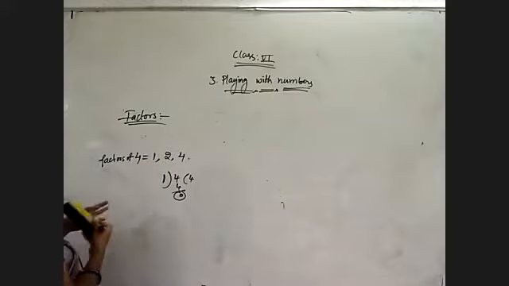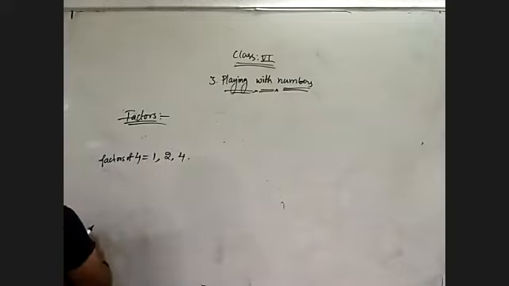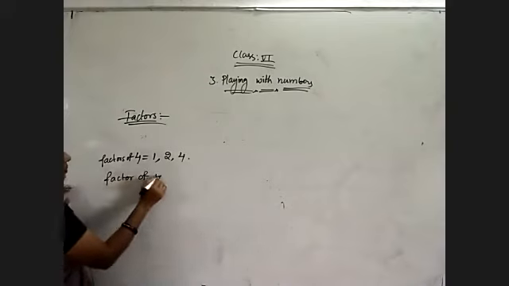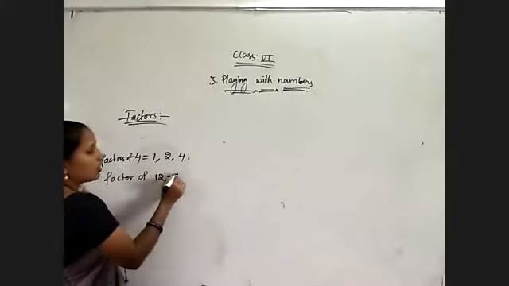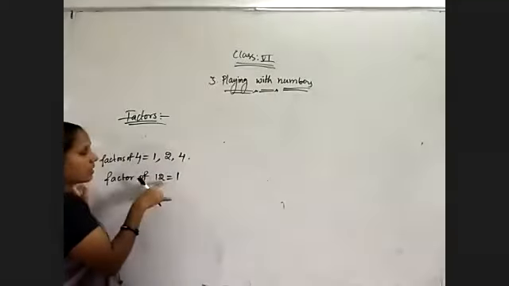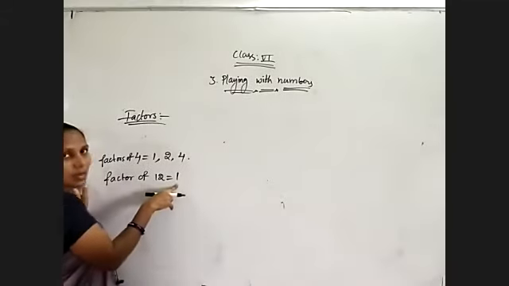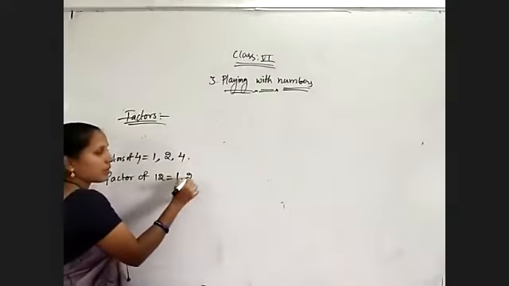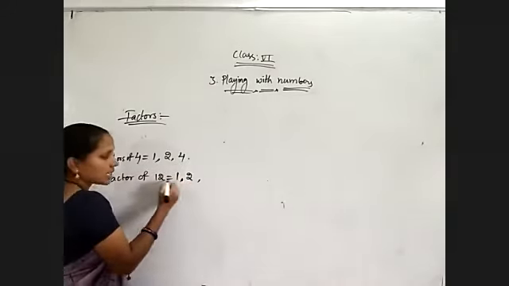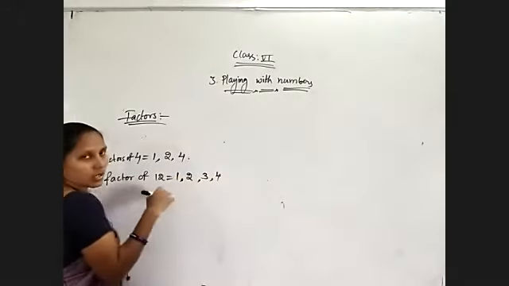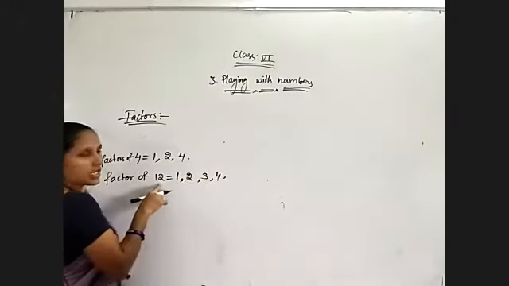Now coming to the second number, I am taking 12. Factors of 12. In the 1 table, any number we will get. 1 twelve is 12. That means any number is divisible by 1. And 6 twos are 12, so it is divisible by 2 also. And it is divisible by 3: 3 fours are 12. And 4 table also: 4 threes are 12. 5 table it will not divide.